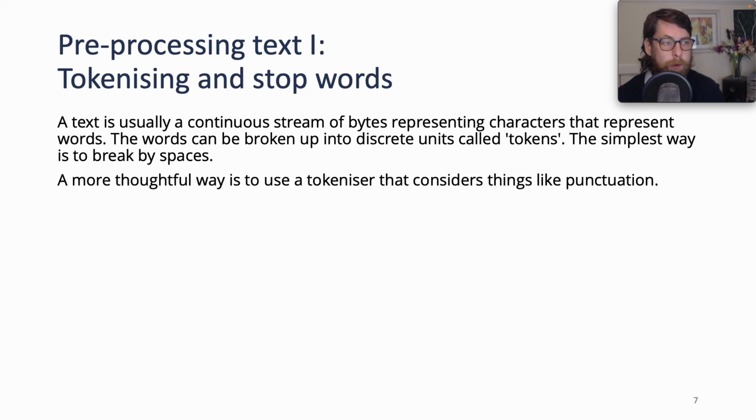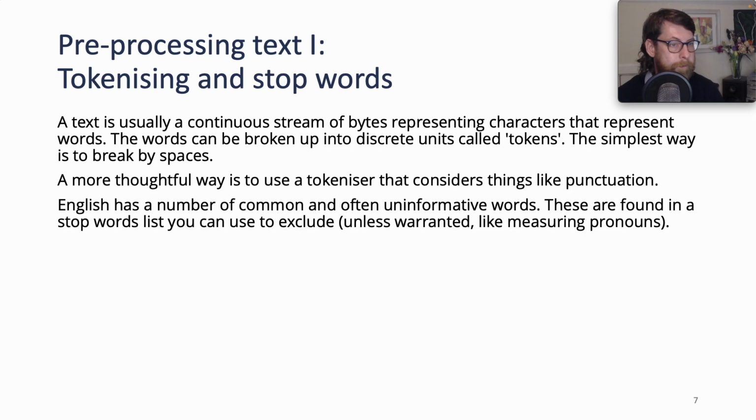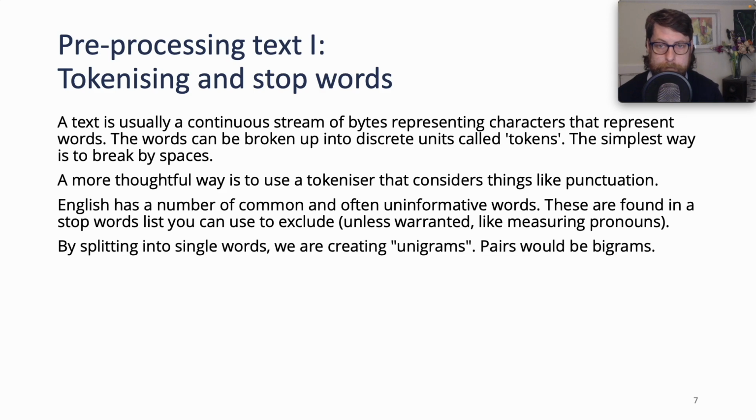So in English, we'll do that using a tokenizer. Now, a tokenizer can be simple and it can be more complex depending on the needs. One thing that we'll want to consider is something like punctuation. In addition to that, English has a number of common and often uninformative words. These are found in a stop words list that you can exclude unless warranted. So, for example, the stop words list might have pronouns in there like he, she, or they, but you may want to not exclude those words depending on your subject of interest, but generally it will exclude those as well as the words of and the. You can see that whole stop word list in Python, and we'll show that now in a bit.